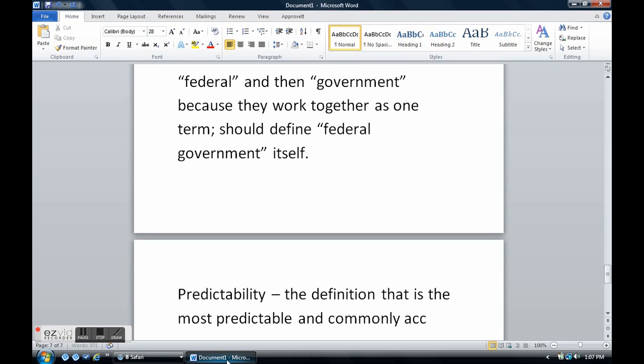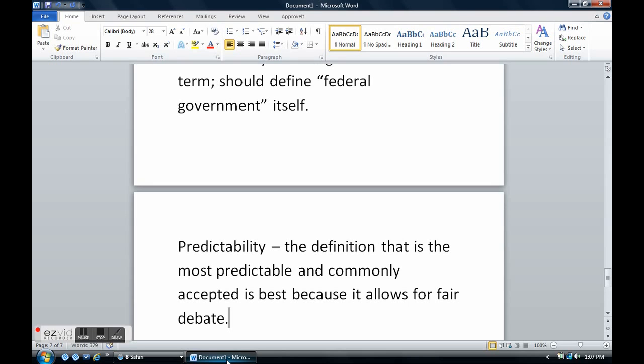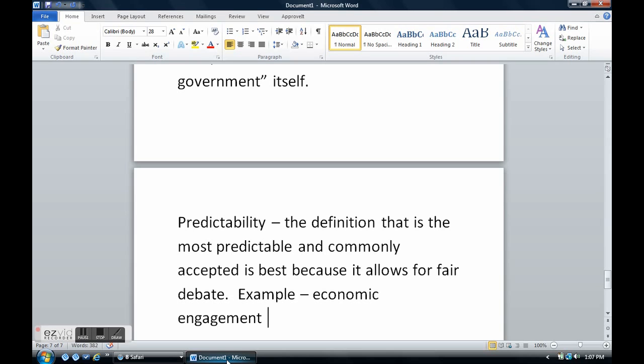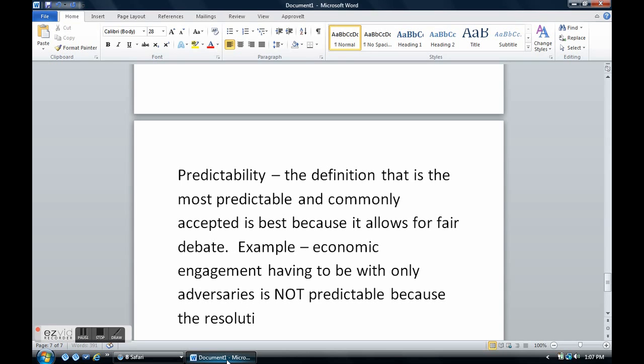For example, economic engagement having to be with an adversary isn't really predictable. That's not what you would expect, because we economically engage with our allies and our enemies on a daily basis. In fact, economic engagement is a key part of a friendly relationship with another nation. So it wouldn't be a predictable definition to say that economic engagement has to happen with our adversaries. It would be more predictable to argue that it's with any other nation.